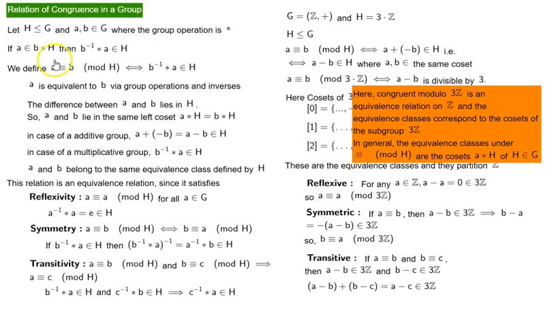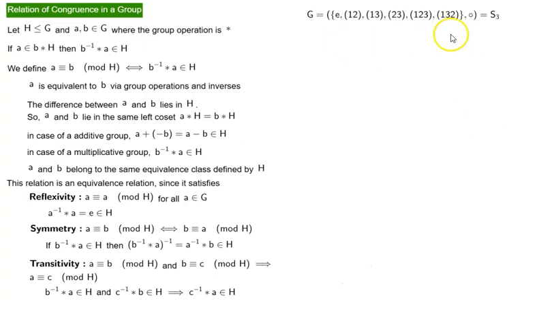Now let's look at another example. Let's take this group, which is S3. Remember this, we have already seen this. This is the permutation group. Let H be generated by the permutation (1 2). So what will it generate? It will generate e and (1 2). So here our congruence relation will be a is congruent to b mod H if and only if b inverse times a is in H.